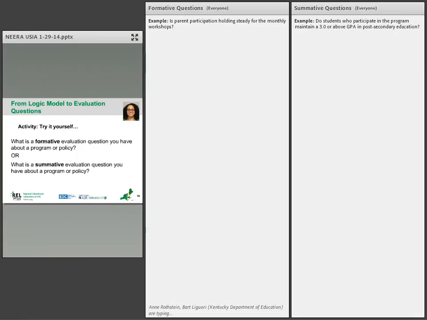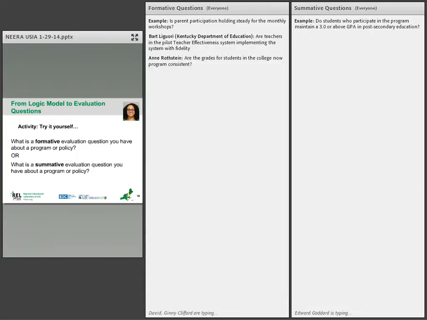So let's take a moment to see what folks have come up with. Please enter in the chat pod. Think about your own program or policy, because we want to try to make this as relevant as possible, and what a formative question would be. Again, this is thinking about your strategies and activities and outputs. And then also thinking about summative questions, so thinking about what would be your results or outcomes.